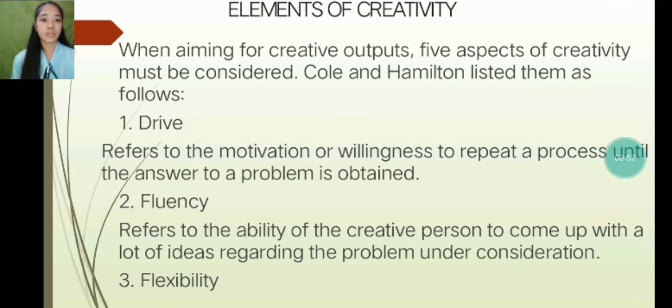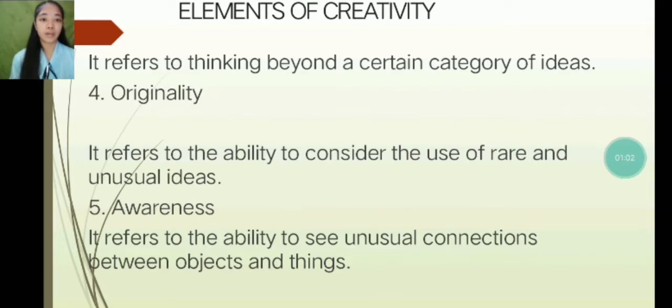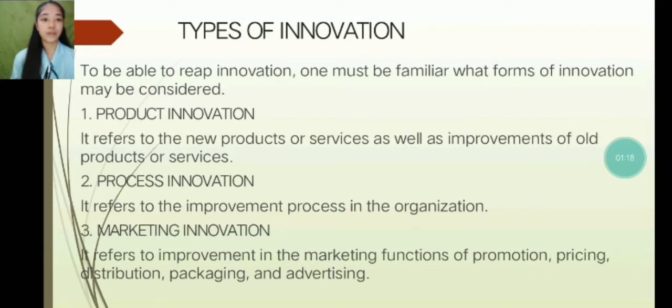Elements of creativity. We have elements of creativity: drive, fluency, flexibility, originality, and awareness. Being creative is nothing but a process of doing things differently and creating new and unique concepts and ideas. Types of innovation: we have product innovation, process innovation, and marketing innovation. It is a process of offering an alternative to something that is done in a certain way.